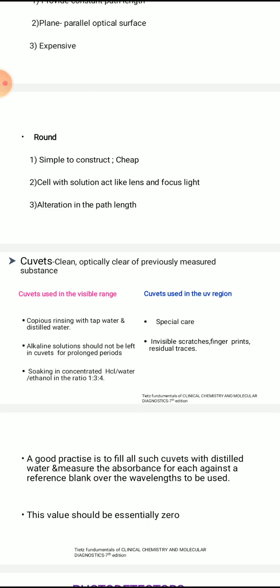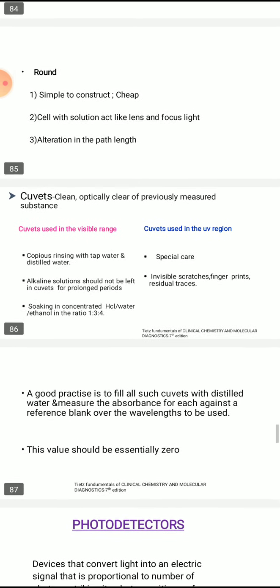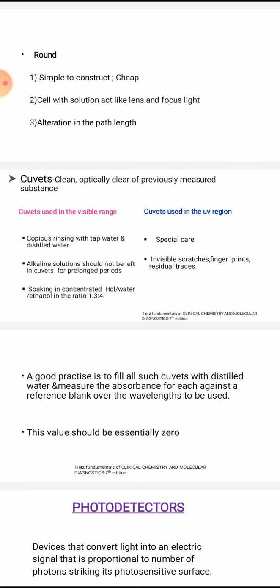A good practice is to fill all such cuvettes with distilled water and measure the absorbance for each against a reference blank over the wavelength to be used. This value should be essentially 0.